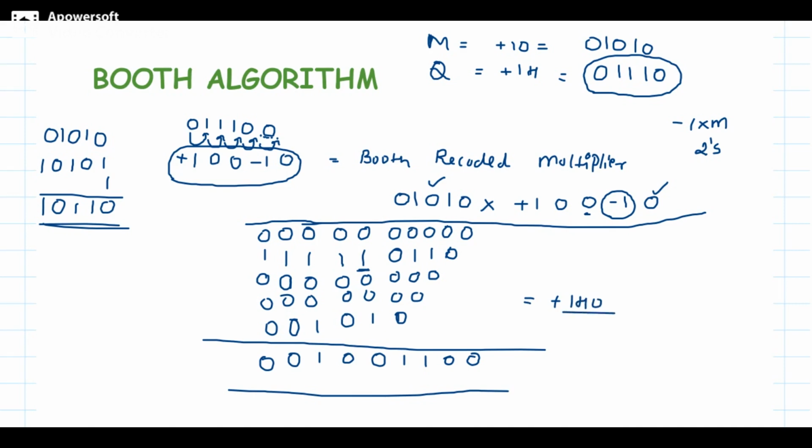So in the present example, I considered both m as well as q as positive numbers. But the Booth algorithm can be used for positive multiplier, positive multiplicand, negative multiplier, negative multiplicand, positive multiplier with negative multiplicand, or negative multiplier with positive multiplicand. So we can consider 4 different combinations and we can solve the problems using the Booth algorithm.